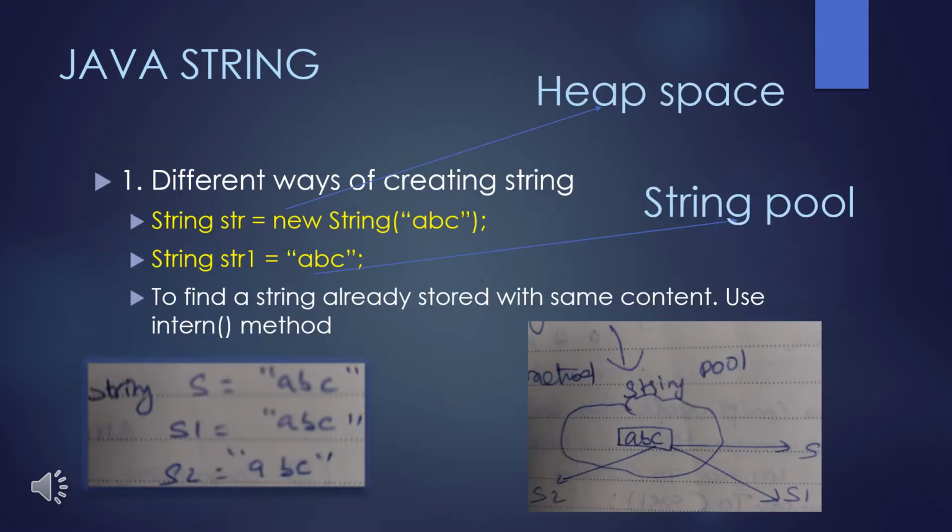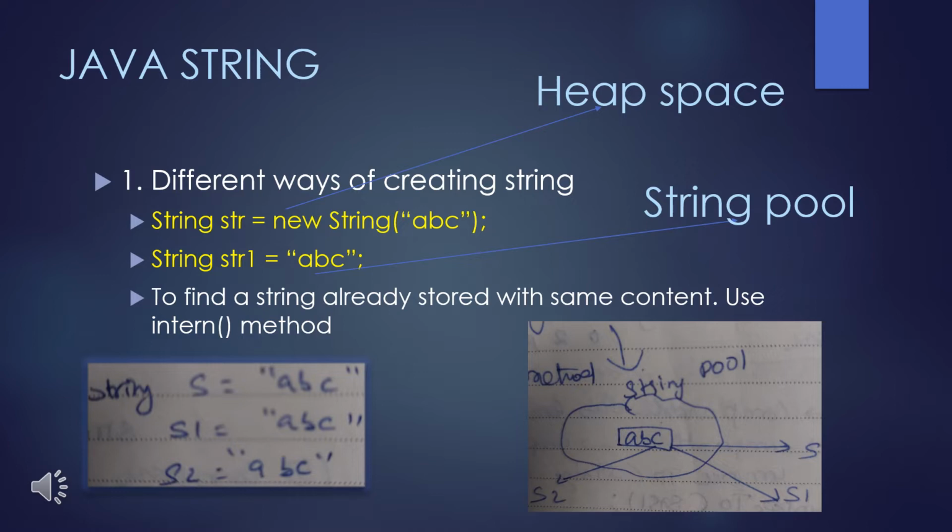We have two types of spaces for string: one is heap space and another is the string pool. In the Java memory, we have a large space, and within it a separate area for storing strings. This string storage is called the string pool. Below on the right side of the picture, we have shown the string pool. It has an area for storing only strings.